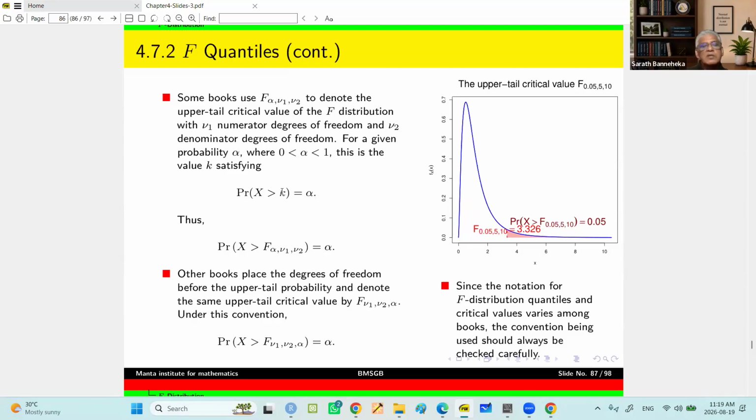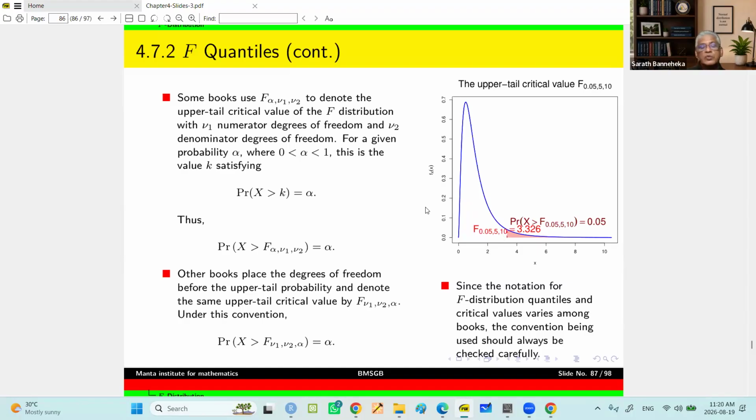In that case, it is usually called the upper tail critical value of the F distribution with nu1 numerator degrees of freedom and nu2 denominator degrees of freedom. It doesn't have to be a tail, it can be somewhere here also, but it gives you the upper probability, that the probability above the quantile or that critical value is equal to alpha.